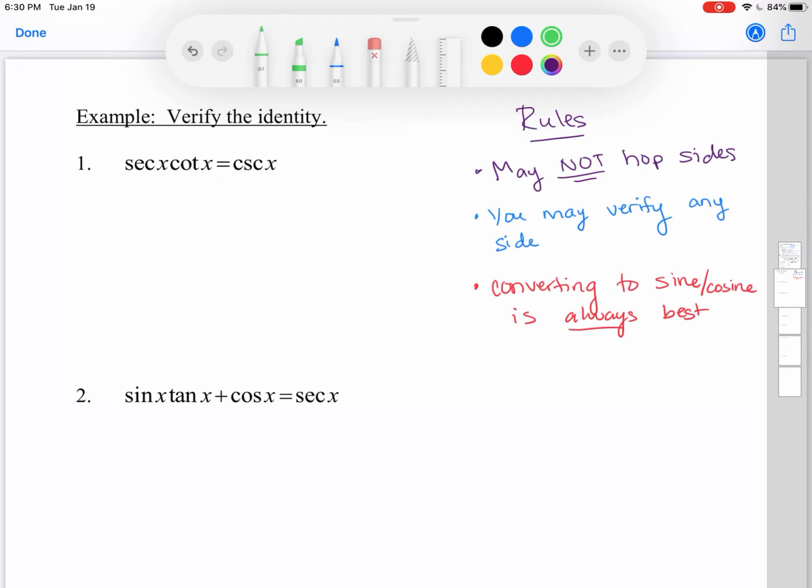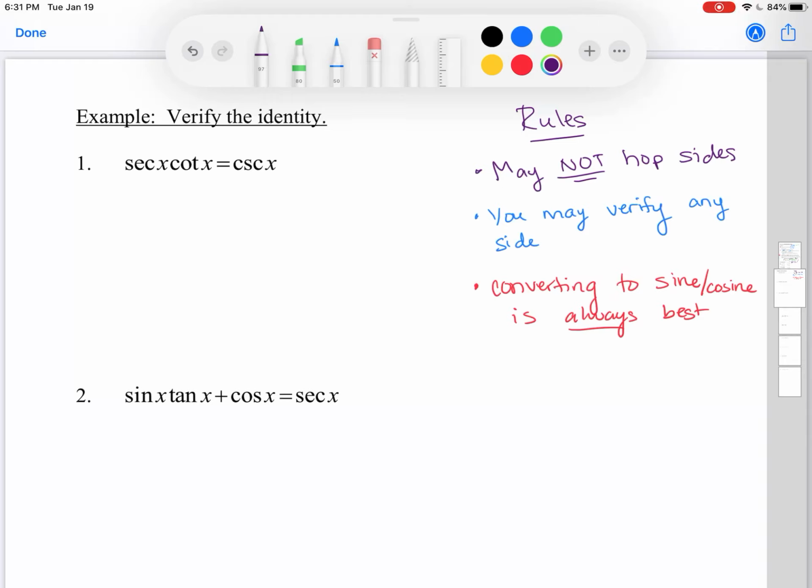All right. The reason why I wouldn't choose the right-hand side is because I don't have much to work with. All I have is cosecant x. All I know is cosecant x is just 1 over sine x, and that's about it. It's not going to get me that secant or my cotangent on the other side. So that's why I'm going to use the left.